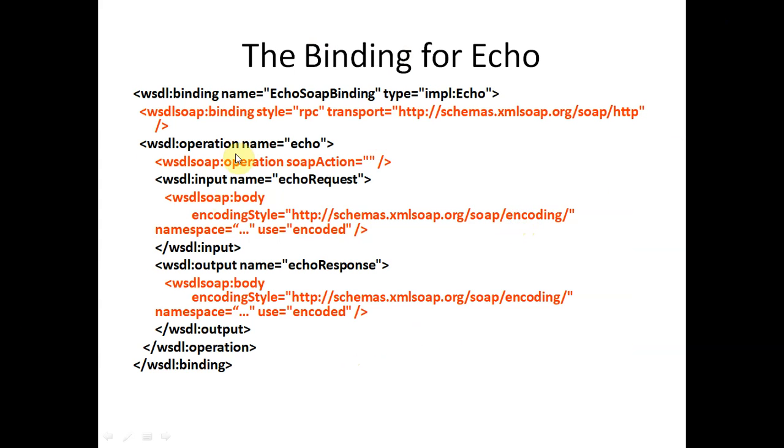So you can see here the WSDL operation name echo; we have mentioned the name echo here. Echo soap binding: we are calling it WSDL binding name echo soap binding, and WSDL operation soap action, WSDL input name echo request, WSDL soap body as well as WSDL soap body, where this is for input name echo request and this is for echo response, WSDL response and WSDL request.